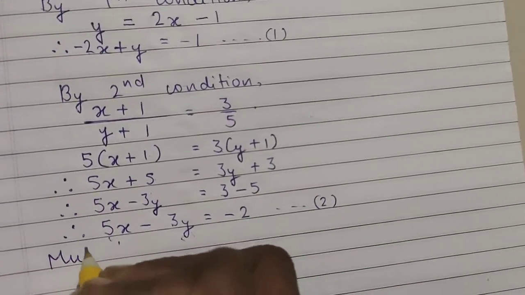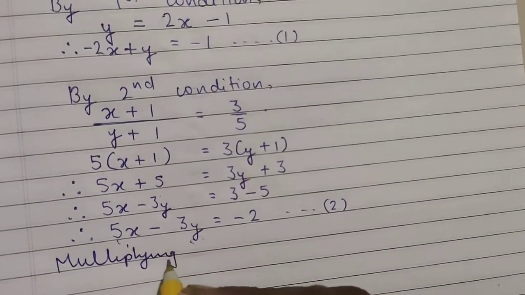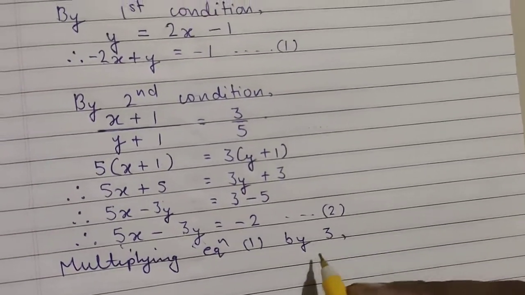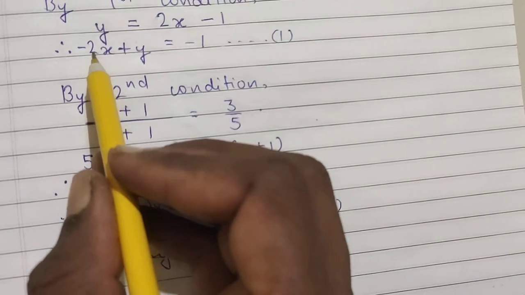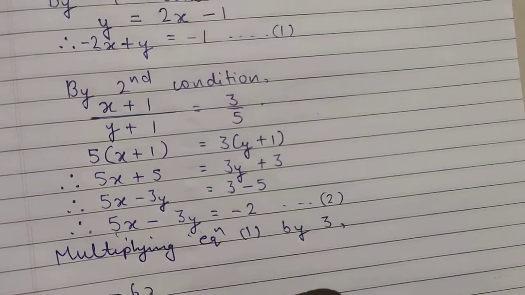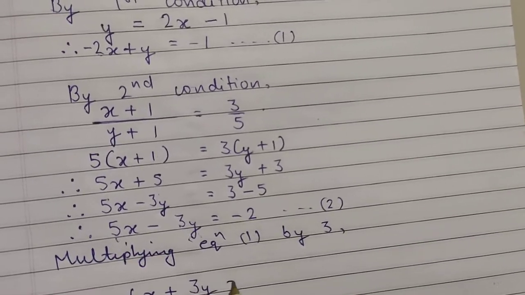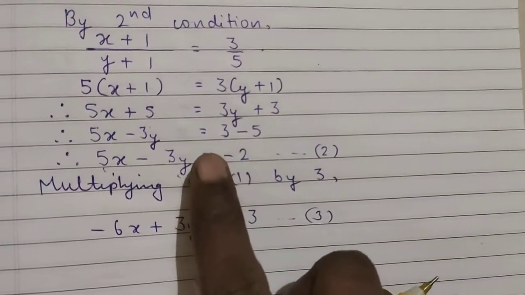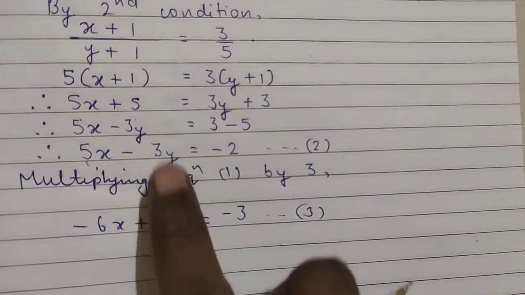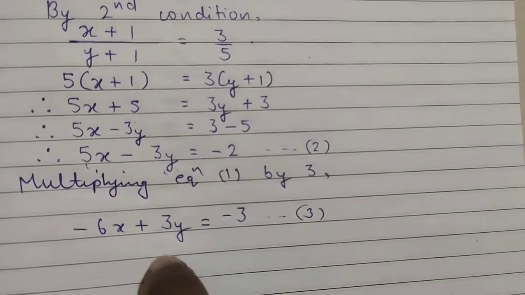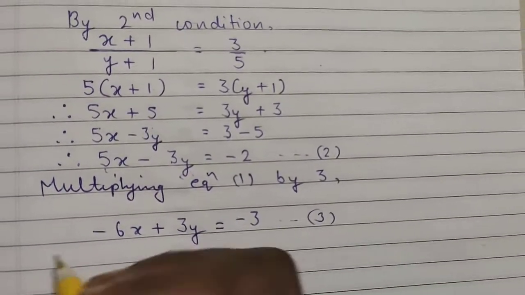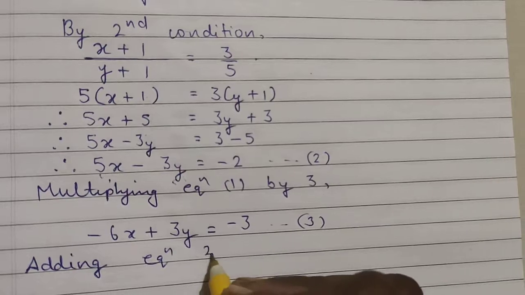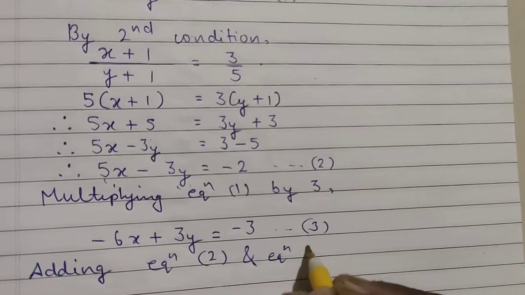So multiplying equation 1 by 3, if you multiply by 3 here, you will get 6 because 3 times 2 is 6. So minus 6x plus 3 times 1 is 3, and here also 3 times 1 is 3. Call it equation number 3. Now equation number 2 and equation number 3 have the same y coefficient, minus 3 and plus 3, so you are going to add them. That minus 3 plus 3 gets cancelled. So we add equation number 2 and equation number 3.